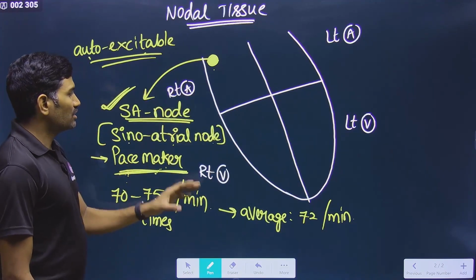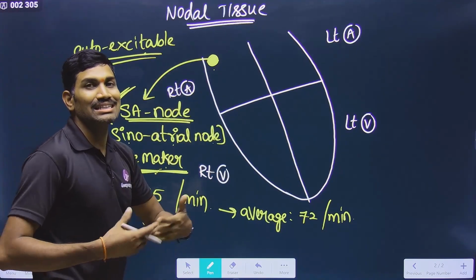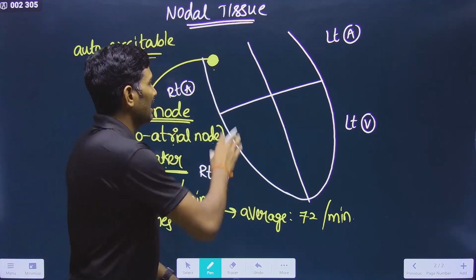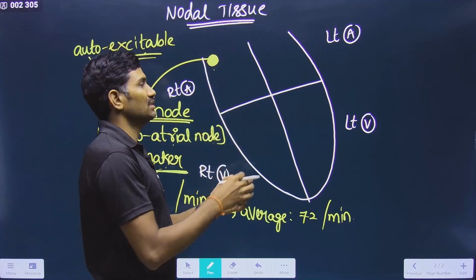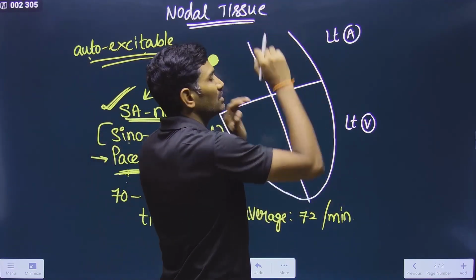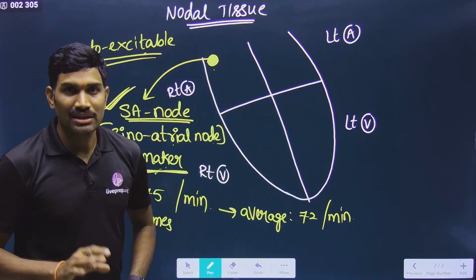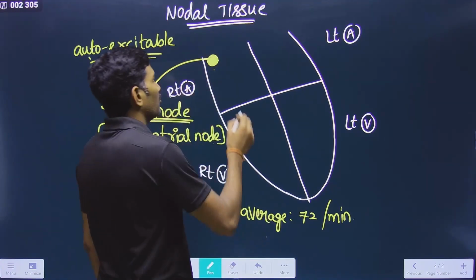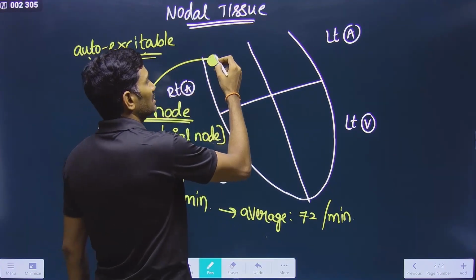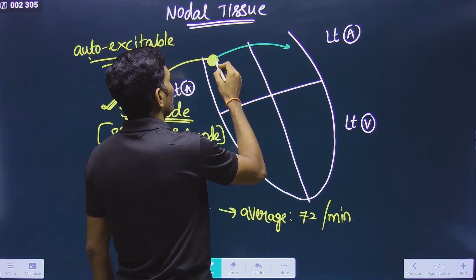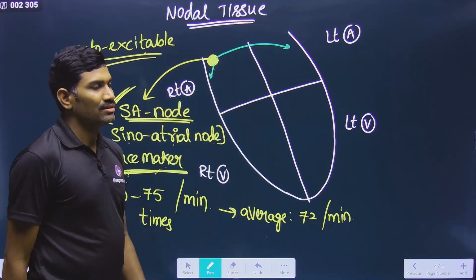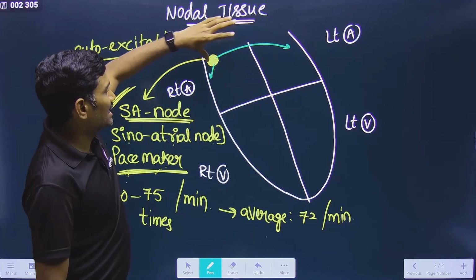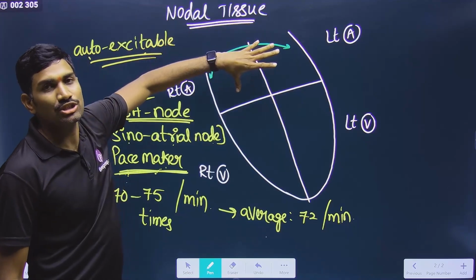Understood this? So in this way, the sinoatrial node is generating the action potential. Good. And once it is generating, that action potential has to reach all the cells of the heart. Then only they will undergo contraction. Now how will it be distributed? Observe carefully. From this, the action potential will go to both the atria, right atrium and left atrium. It is distributing to both the atria.